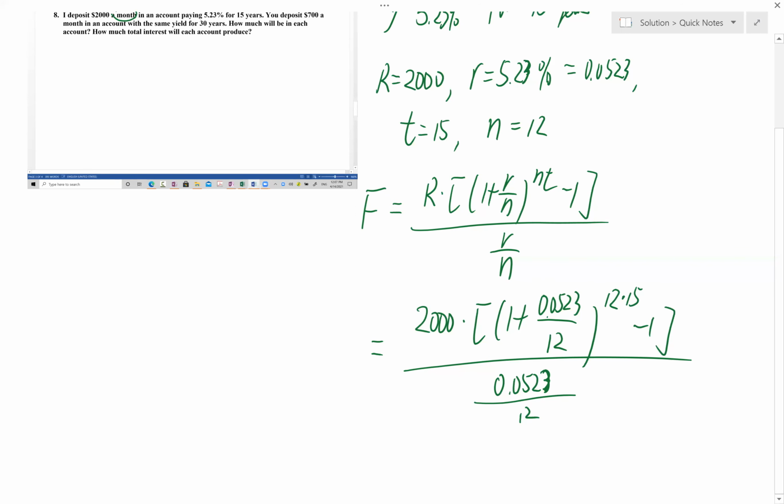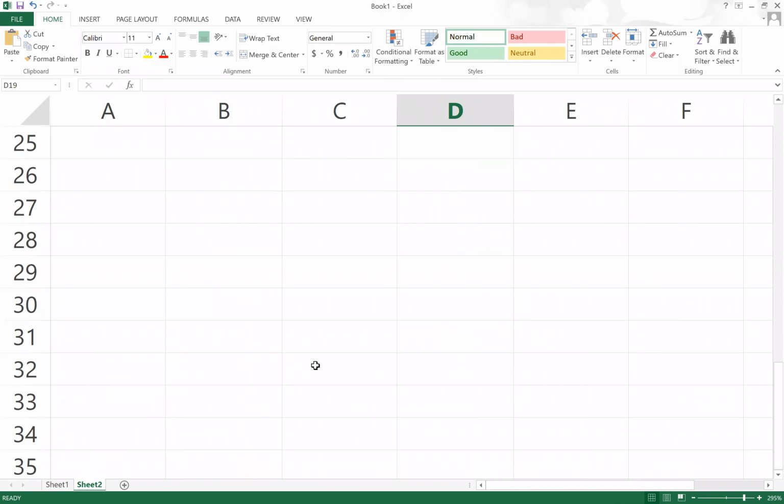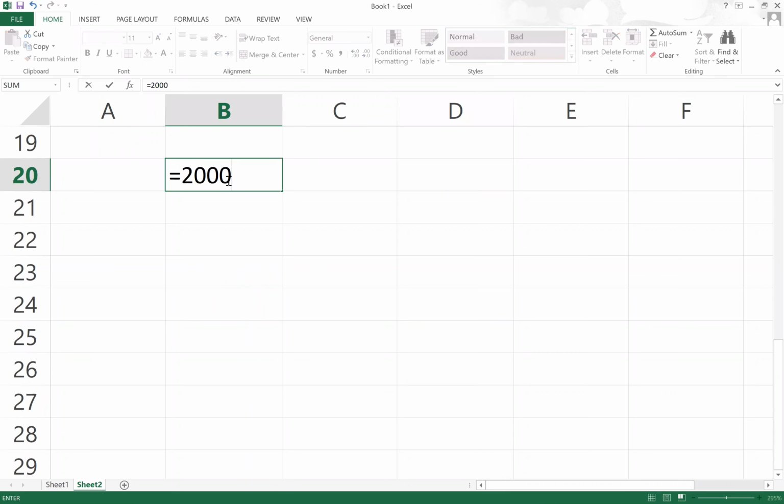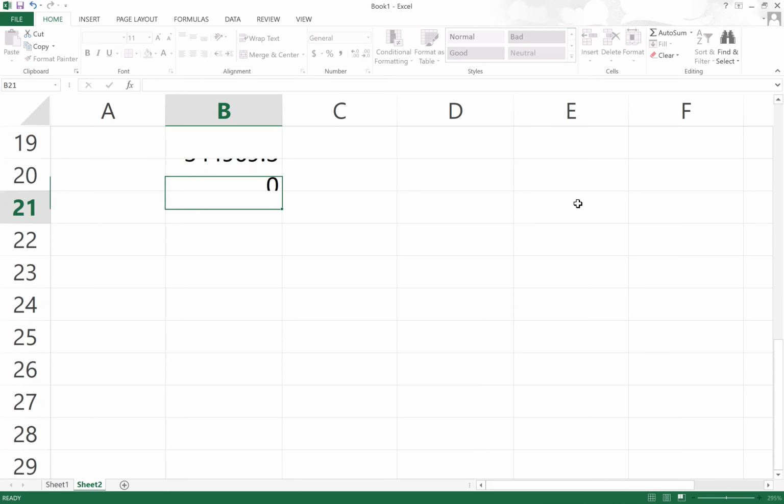Okay, and let's see what that is. So 2,000 times, open parentheses, open parentheses, 1 plus 0.0523 over 12, raised to 12 times 15, close parentheses, minus 1, close parentheses for the numerator, and divide by the denominator, 0.0523 over 12. Let's do it and see what that is.